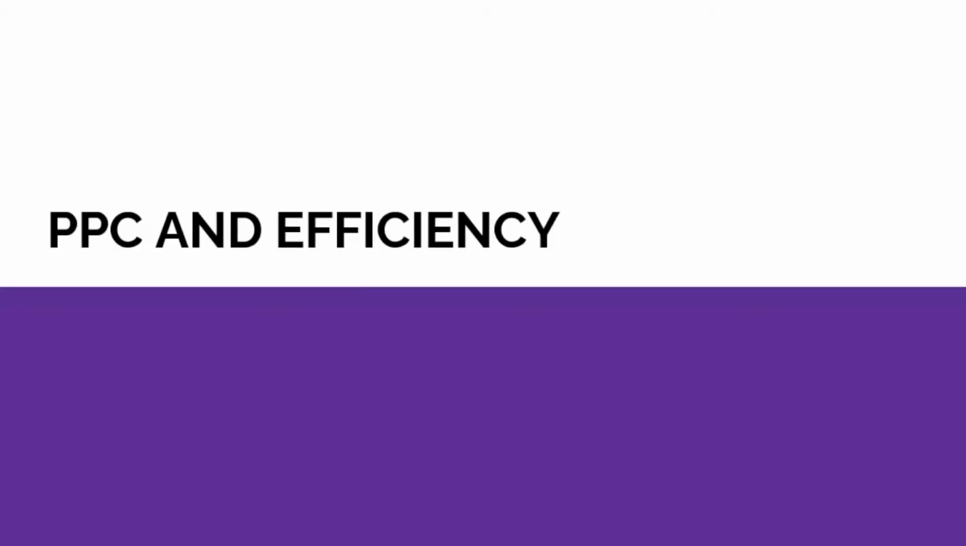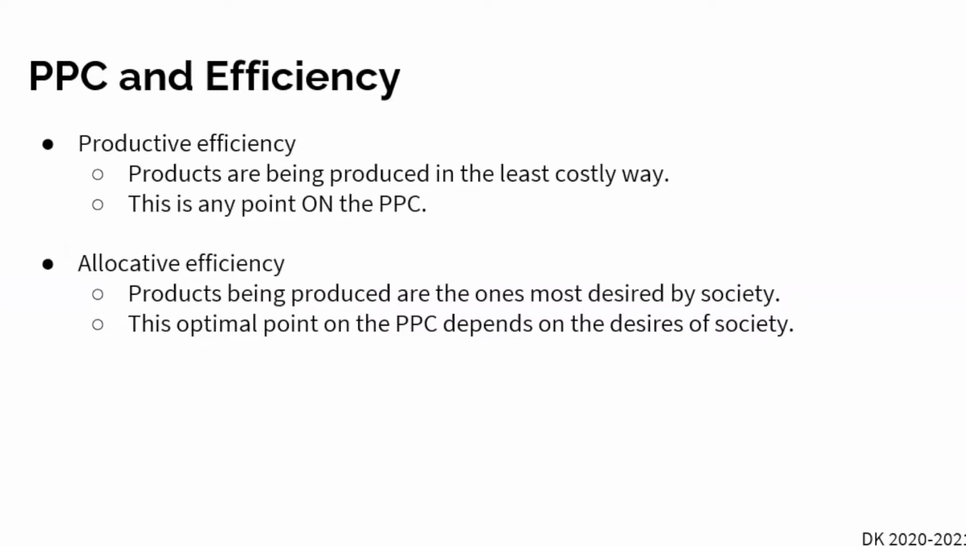All right, so the PPC part two. So in this video, we're really going to concentrate on the PPC and efficiency and also shifting the PPC here. So when we're talking about efficiency, there are two different types of efficiency that you guys have to know. The first being productive efficiency and the second being allocative efficiency.